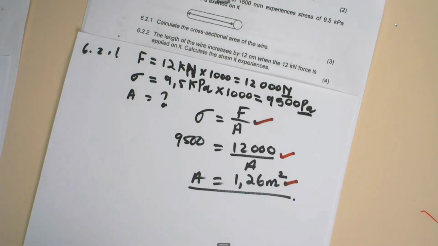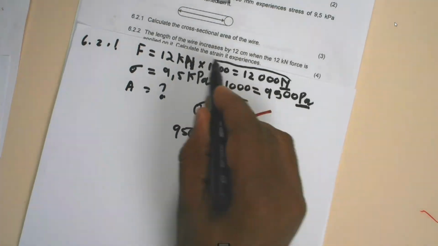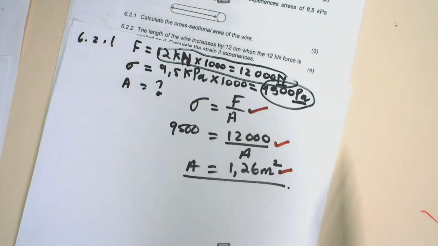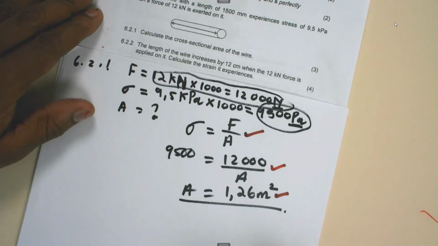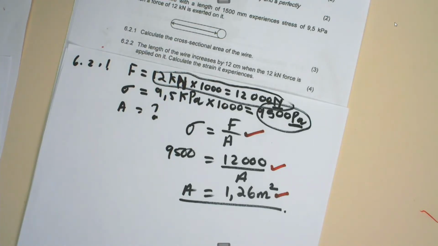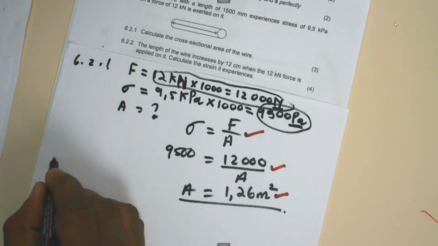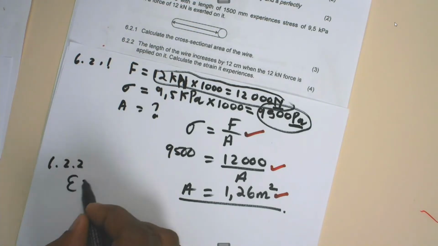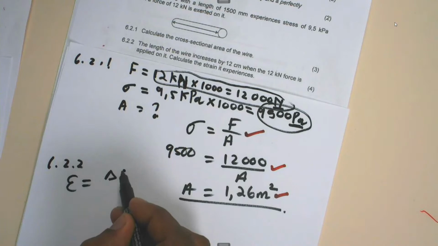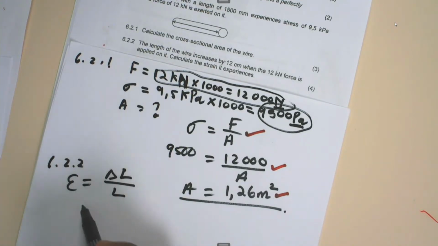So the key idea here was just for you to be able to convert to the correct SI units. At 6.21, the length of the wire is increased by 12 centimeters when the 12 kilonewton force is applied on it. Calculate the strain it experiences. The strain it experiences. So this one is quite easy. 6.22, the equation for strain, we only have one. It's change in length over the original length.